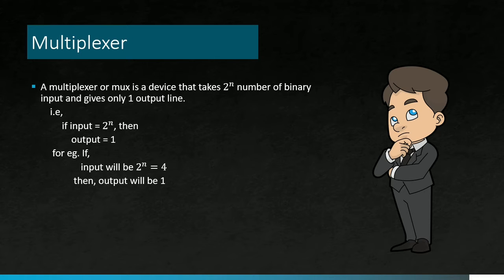That is, there are n selection lines here. There will be 2 to the power n possible combinations of zeros and ones, so each combination will select only one data input. Hence, a multiplexer is also called a MUX.